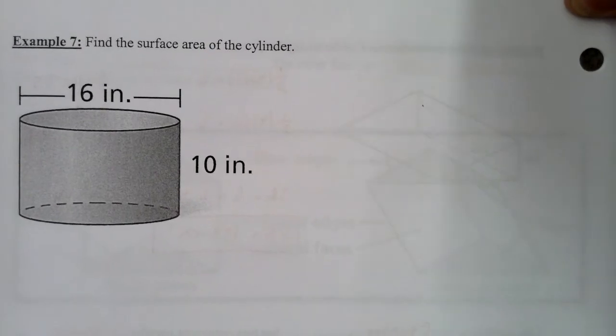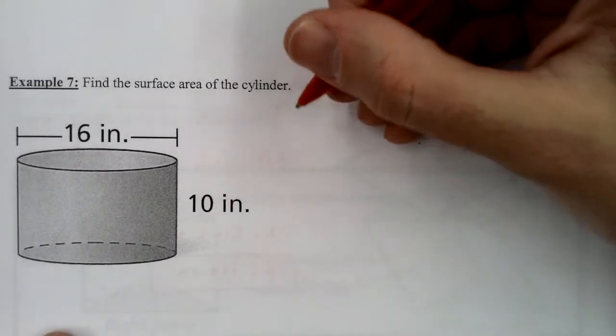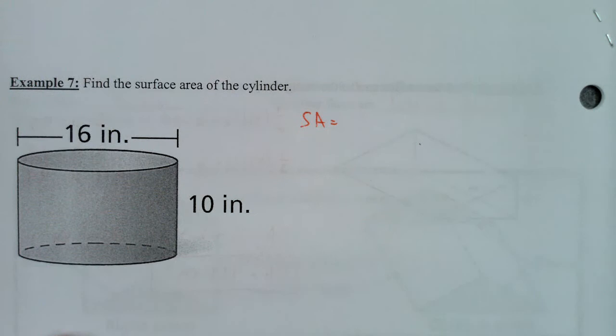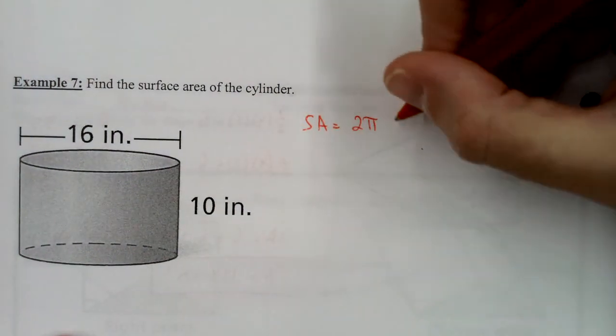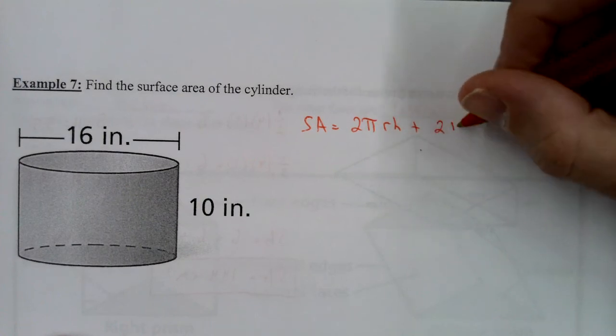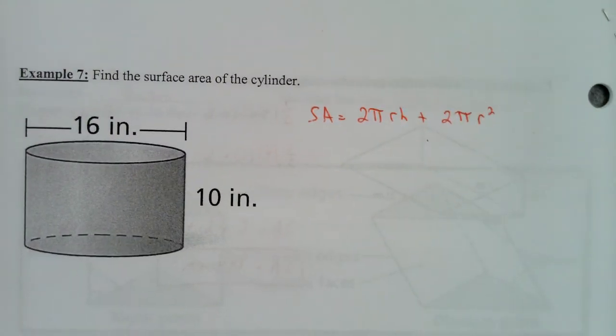Example 7, find the surface area of the cylinder. I'm just going to copy down the formula that we just saw on the bottom of the previous page. 2 times pi times radius times height plus 2 times pi times radius squared. Okay, we're going to do our answer 2 ways for this problem. We're going to do it in terms of pi and as a decimal. Okay, so let's do the answer both ways.